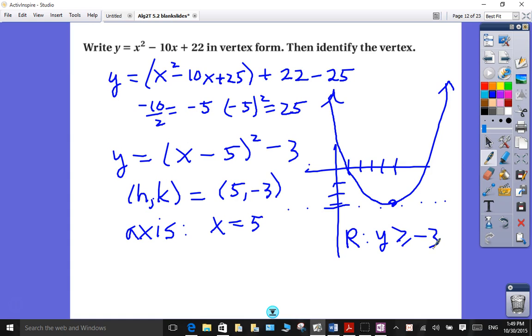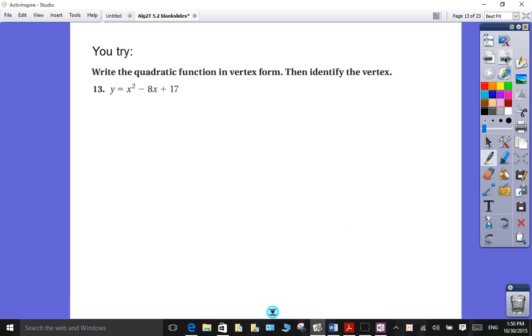What else? What is the domain? All real numbers. All polynomials have a domain of all real numbers. So clear as mud. So try to do that. Use complete the square to put that into vertex form, and then we'll call it a day.